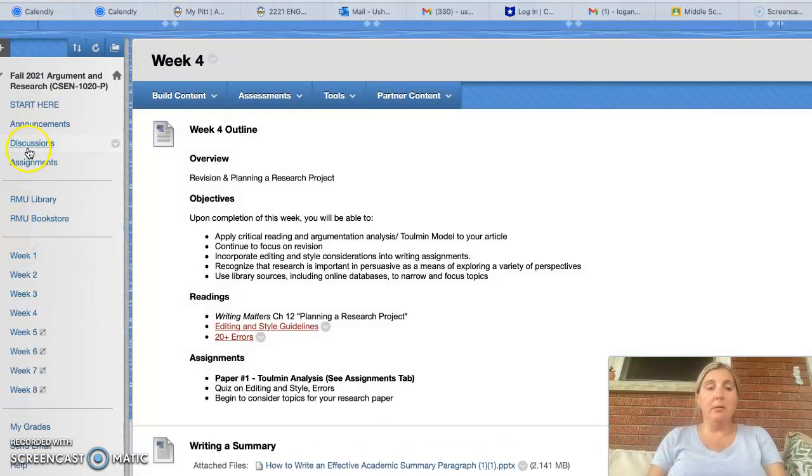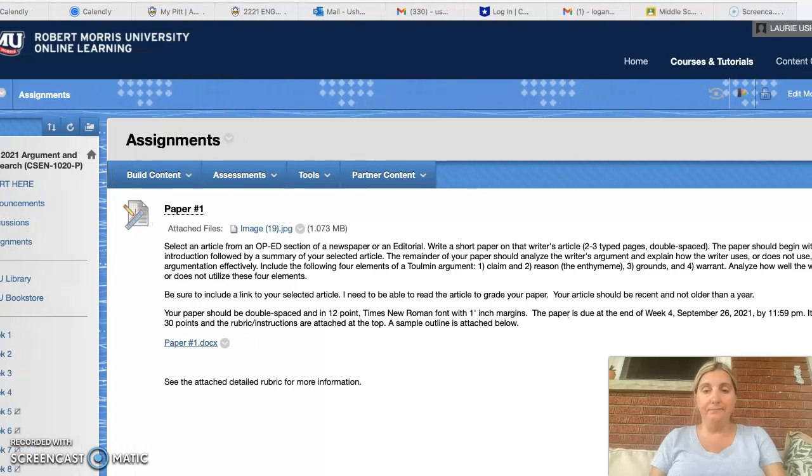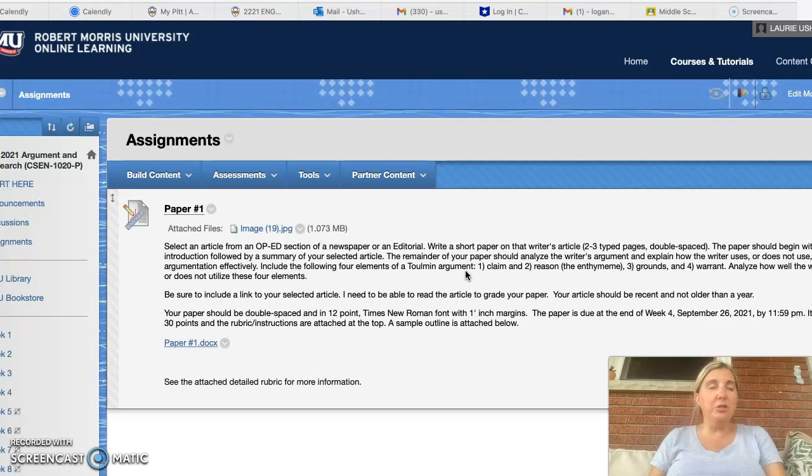All of the instructions for paper 1 are found under the assignments tab, which you should be familiar with by now. This paper really should be about 2 pages, should not be too much longer than that. You want to make sure also that you are attaching a link that works to your article, so I have access to it. And you want to begin this paper using the sample outline that I provided for you.